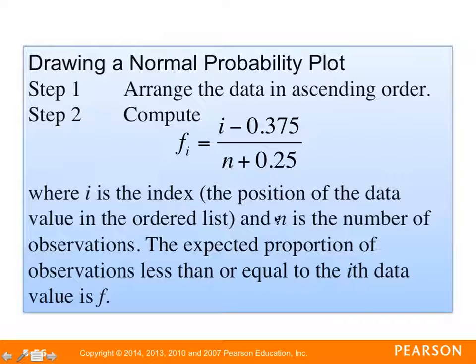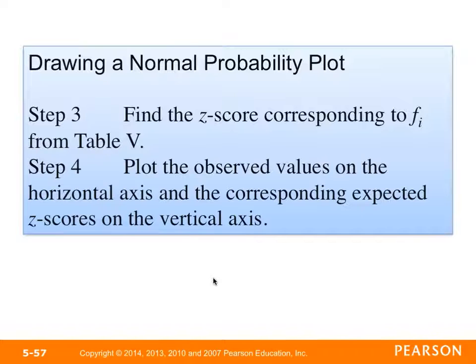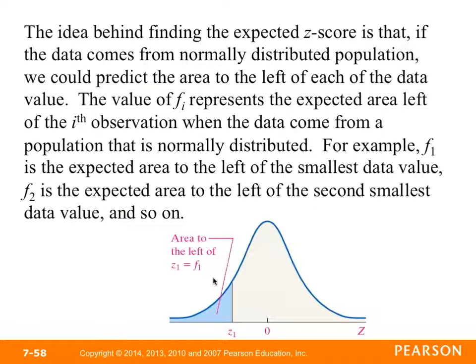Okay, you're going to take i. i is going to be the index, meaning it's the position of the data value in the ordered list. So the first data value is going to be 1. And then n is going to be the number of observations. So you take the index and you subtract 0.375, and then you divide that by the number of observations plus 0.25. The expected proportion of the observations less than or equal to the ith data point is going to be f sub i. And then you find all of the z-scores corresponding to that, and you plot the observed values on the horizontal axis and the corresponding expected z-scores on the vertical axis.